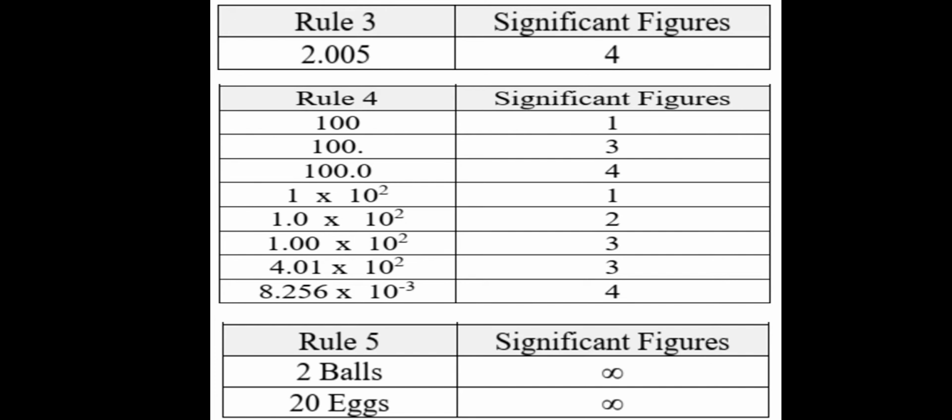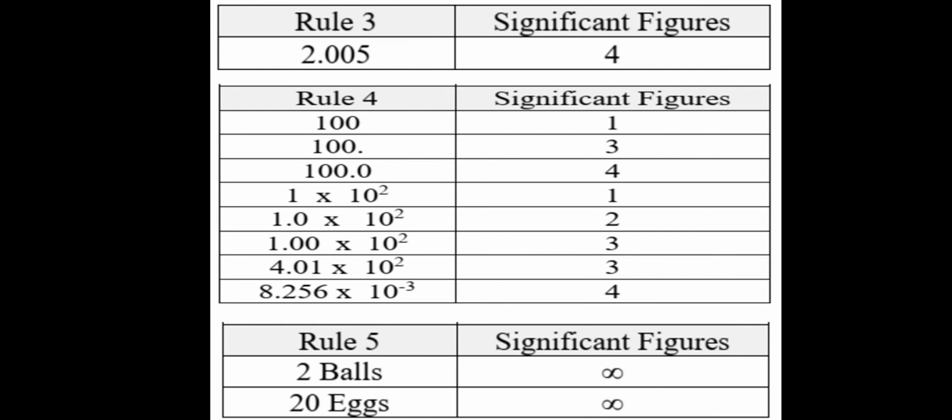We can also express the number 100 as 1 into 10 to the power 2, so it has only one significant figure. 1.0 into 10 to the power 2 has two significant figures, and 1.00 into 10 to the power 2 has three significant figures. Similarly, 4.01 into 10 to the power 2 has three significant figures, and 8.256 into 10 to the power minus 3 has four significant figures.